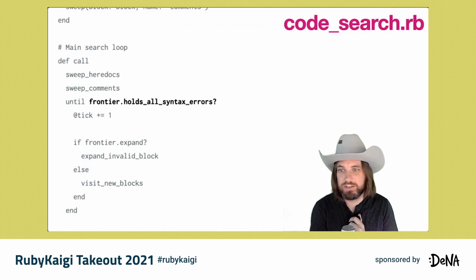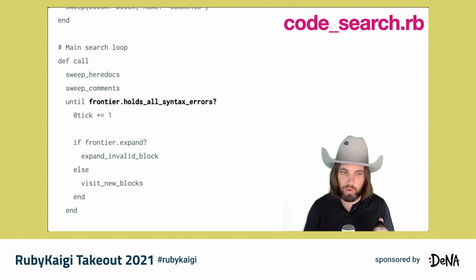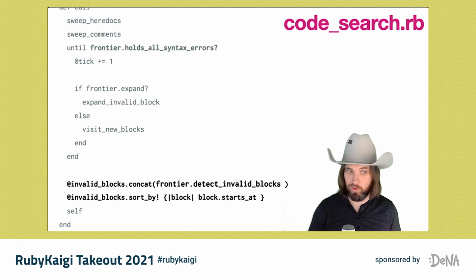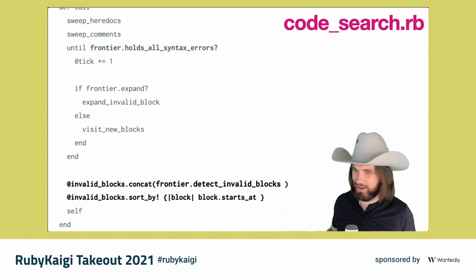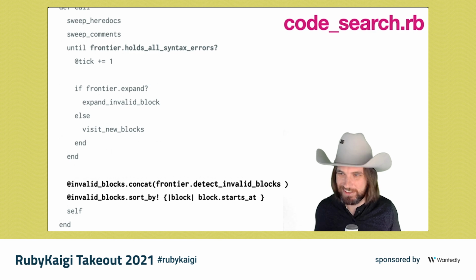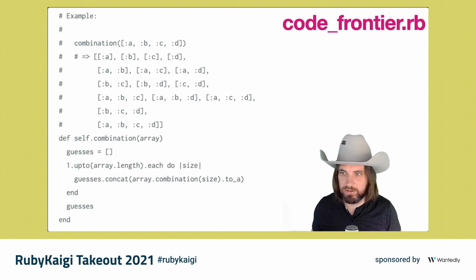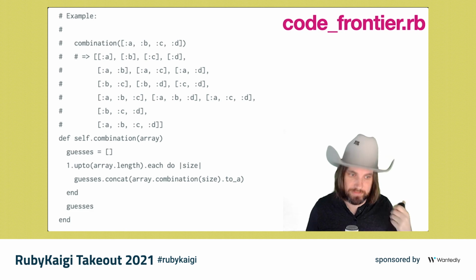All right, once the frontier is done searching, we're not quite done though. The frontier can hold more than one syntax error. Code can hold more than one syntax error. Look at how many syntax errors this puppy can hold. We want to iterate over all of those invalid blocks stored in the frontier to find the shortest possible order that gives us a valid document.